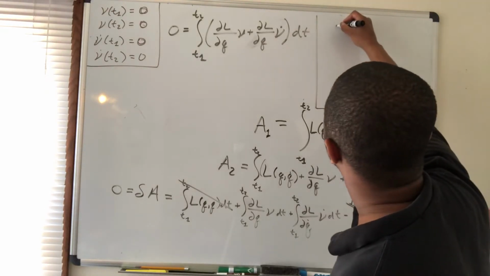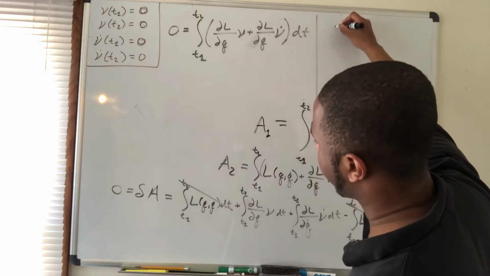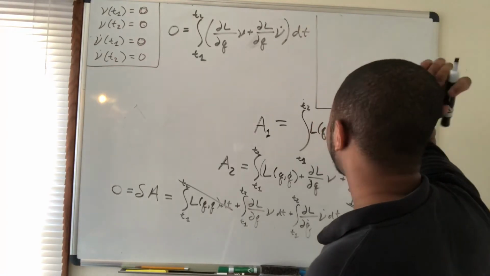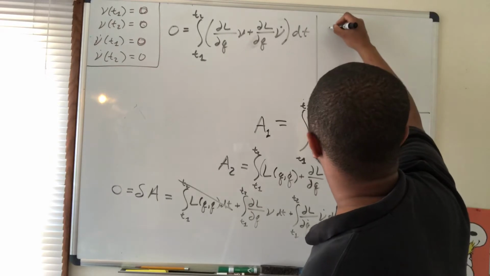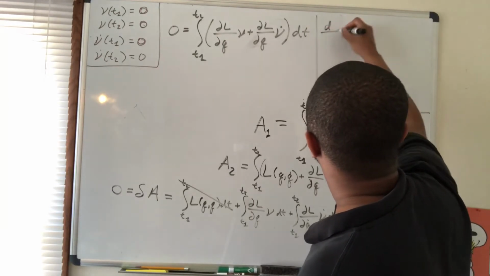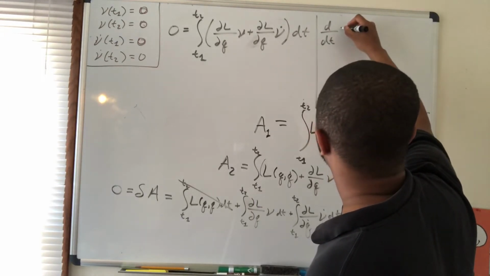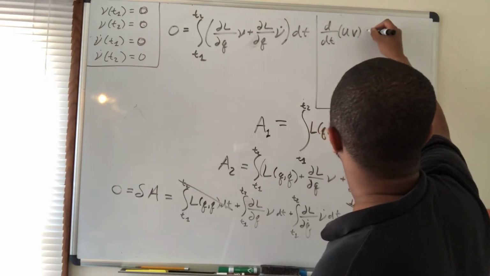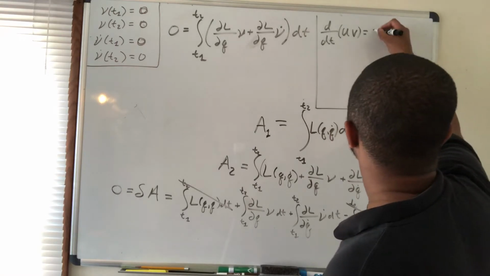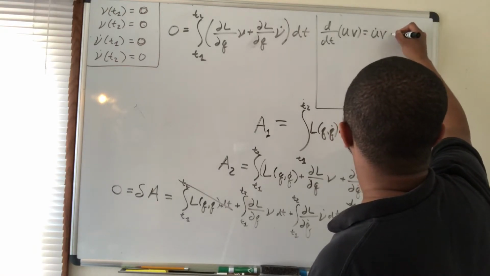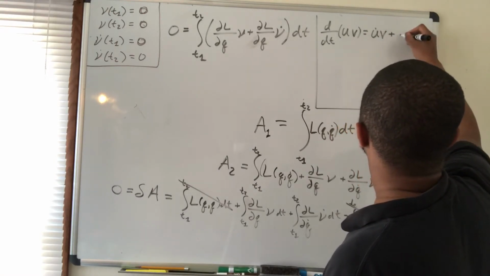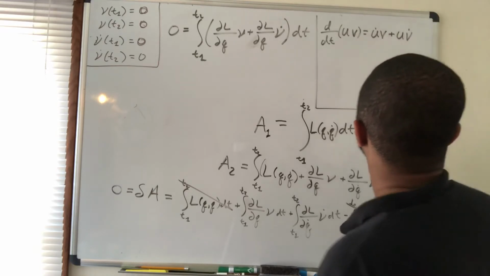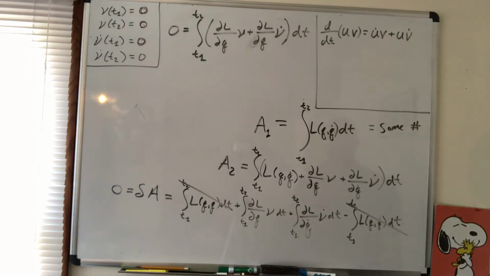If I have u and v, well, I might run out of room. Well, we'll see what happens. So the time derivative of u times v is equal to u dot times v plus u times v dot. Okay, so let's see what happens if we integrate that.